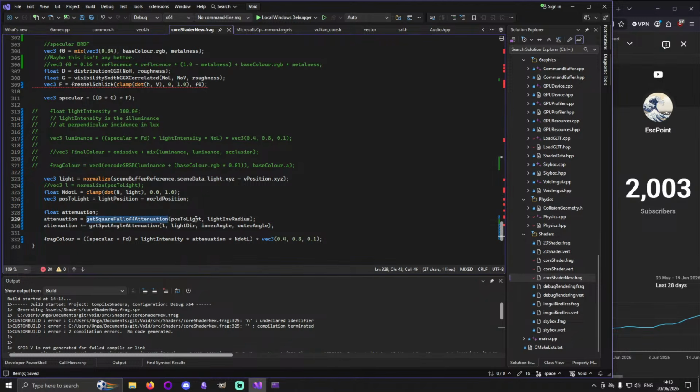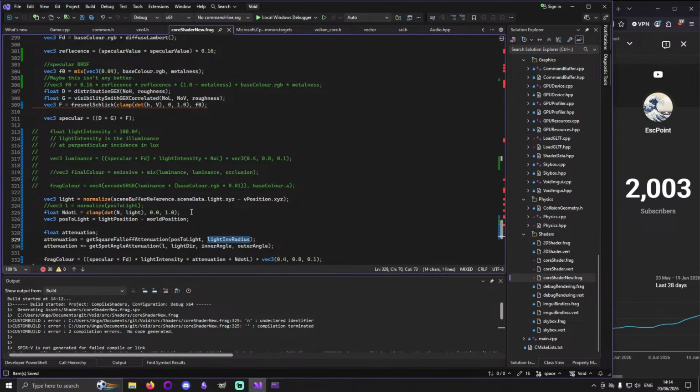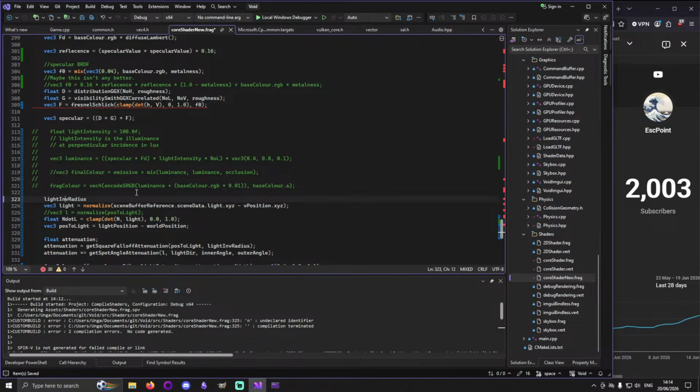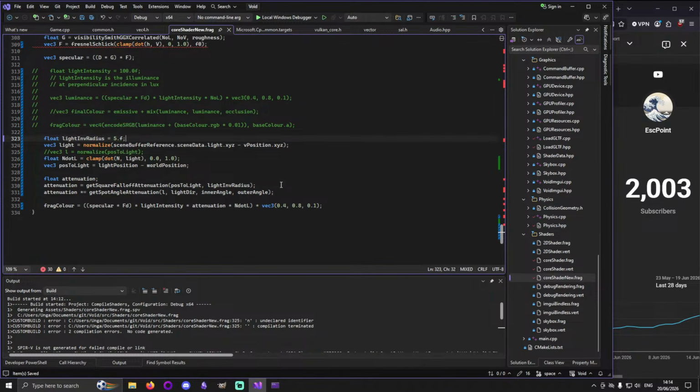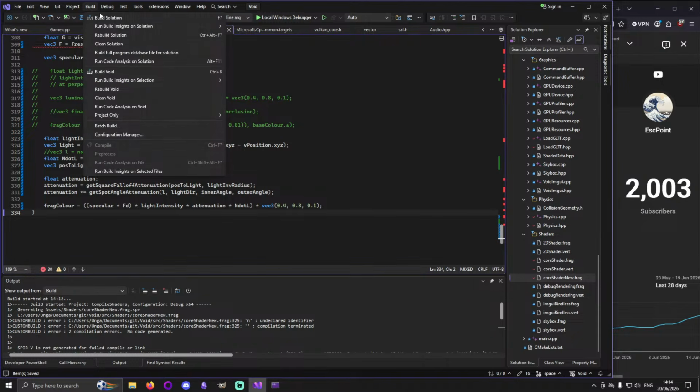So we have this function, we have position to light, we have light in radius. Light in... let's do a... I assume this is just a float. I don't know what this is going to be. I assume this has come from the, what is it called? The CPU side. So let's do a safe 5. I don't know what that's going to look like, but at least we have that defined now. Inner and outer angle of lighting direction. All right, so let's build and see what we're missing.